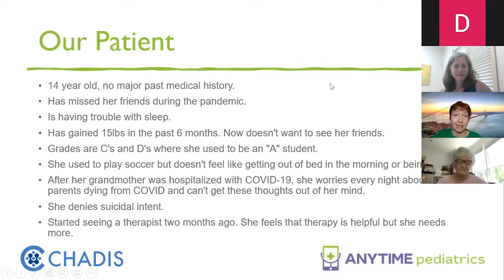Her grades are now C's and D's because she just can't get into Zoom school. She used to play soccer, but now she doesn't feel like getting out of bed or being active. She did have somebody in her family who was hospitalized with COVID-19, and this actually began to cause a lot of her worries. She was worried about her parents dying from COVID. She can't get these thoughts out of her mind. She denies suicidal intent. And a couple of months ago, she started seeing a therapist. She thinks that it's helpful, but it's not enough.